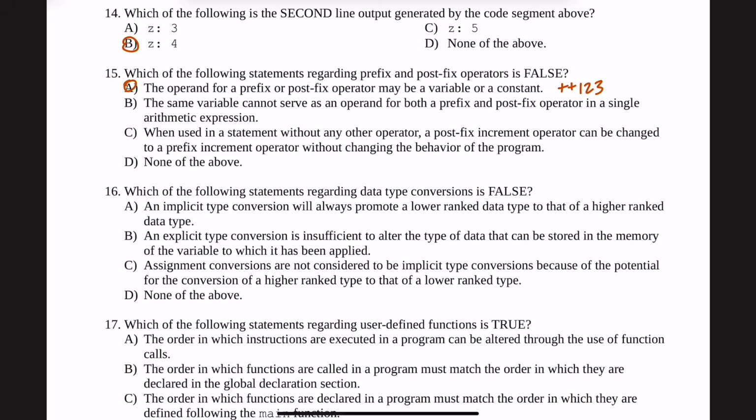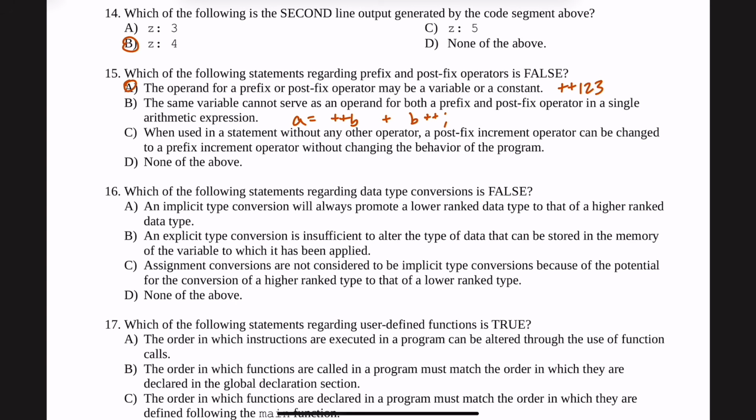Obviously, a variable is totally okay. B. The same variable cannot serve as an operand for both a prefix and postfix operator in the same arithmetic expression. So we can't do something like A is equal to plus plus B plus B plus plus. Right? This is undefined behavior. There's some unknown as to the order of which updates should happen and which values should be used. So it's not permitted or will not work to use the same variable twice if it's going to be incremented or decremented.